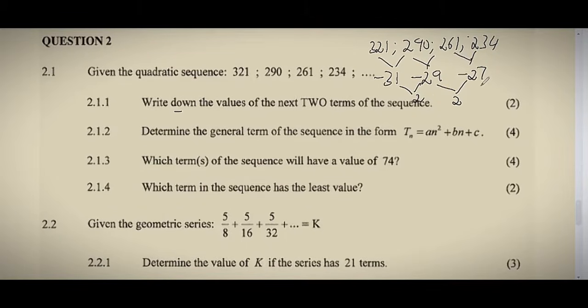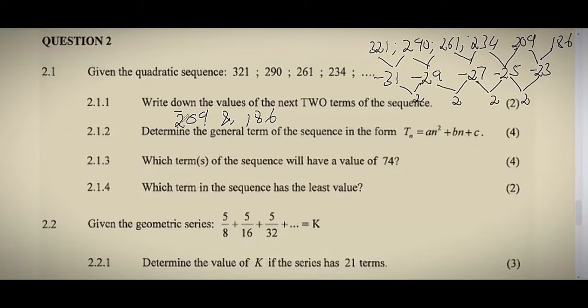Now, in order to find the next two terms, we know that the second difference is consistent. So that's negative 27 plus 2, negative 25. So we need to say 234 minus 25. That's 209. Then again here, 2, consistent second difference. Negative 25 plus 2, that's negative 23. Now 209 minus 23, that's 186. So just like that, you have found the next two terms. So your next two terms are 209 and 186.